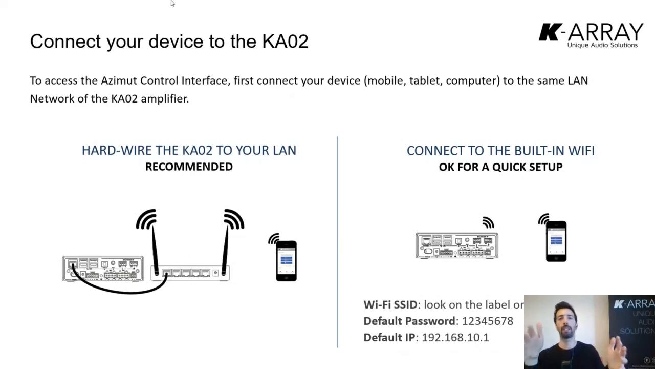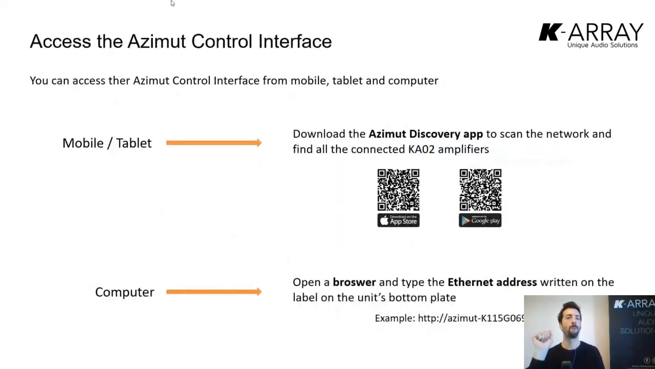and make sure that your device is in the same network as the amplifier. Okay. Then, from mobile or tablet, there is a very simple and nice app that you can download from the App Store or the Google Play Store, which is called Azimuth Discovery. So please download it right now during the training. It's just a free app, of course. It's called Azimuth Discovery. You will find it. You download it on your phone.